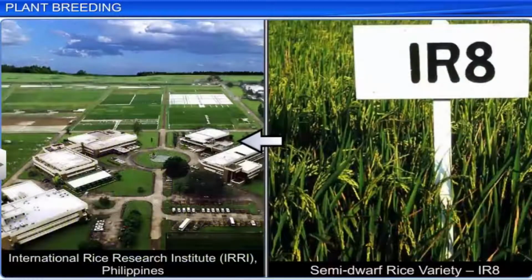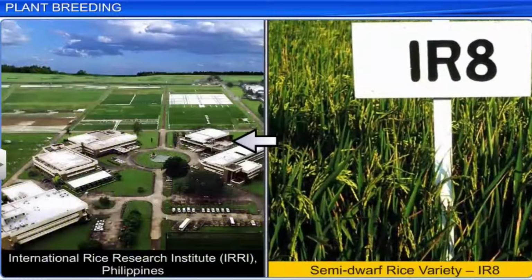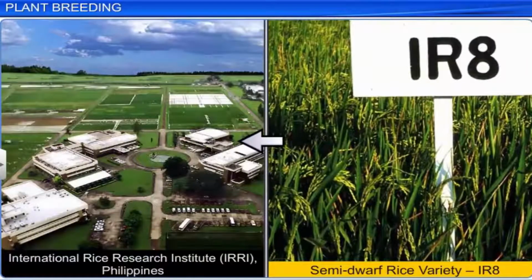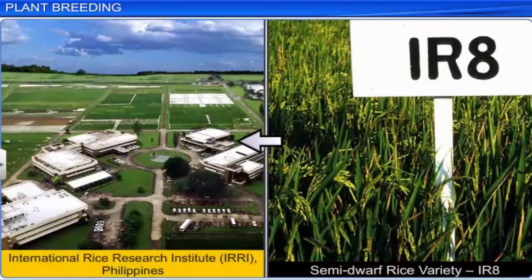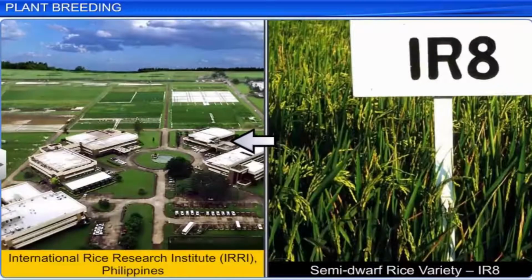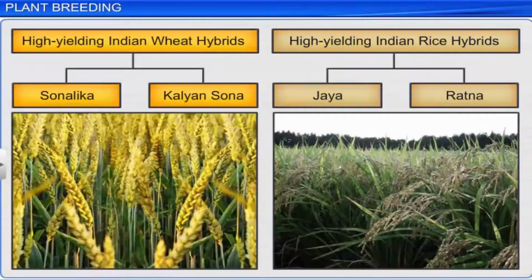Likewise, the semi-dwarf rice variety, IR8, was developed at the International Rice Research Institute, IRRI, in the Philippines. Later, better-yielding varieties of wheat hybrids such as Sonalika and Kalyan Sona and rice hybrids such as Jaya and Ratna were developed in India.